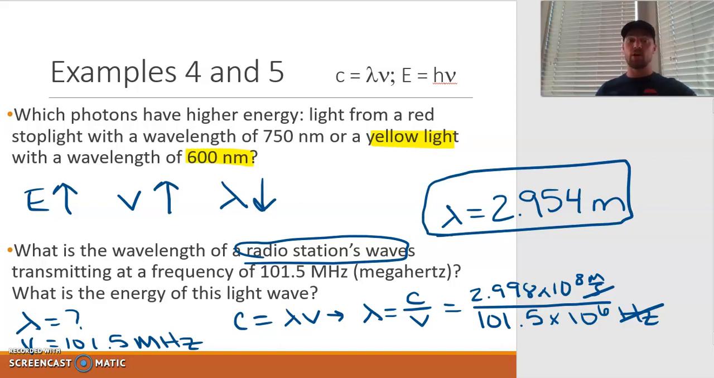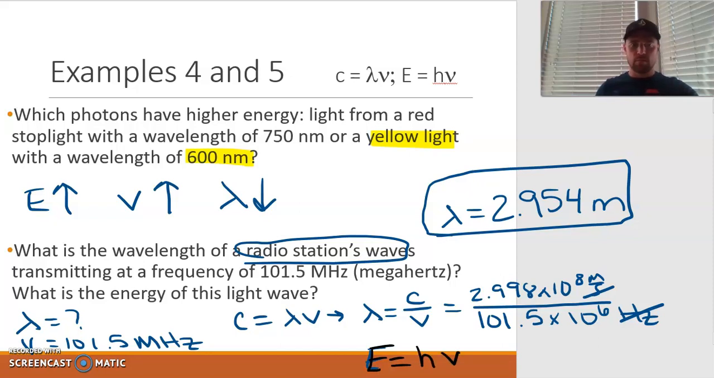Now, we still need to solve for energy. And so energy is going to be calculated, and let me just put it down here. I'm going to choose black ink so it shows up a little bit better. There we go. Energy can be calculated by taking Planck's constant times frequency.